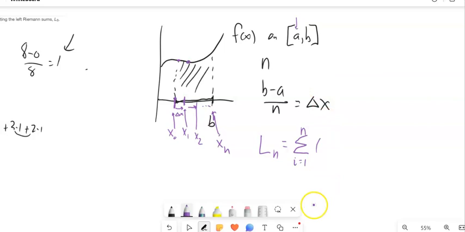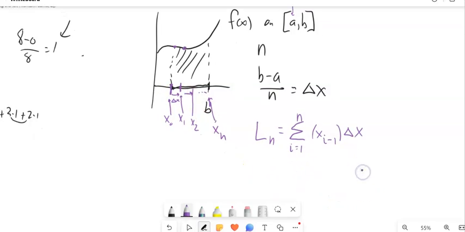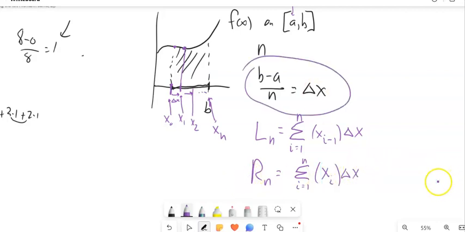So I'm going to say x of i minus 1, because if I said x sub 1, I'd be using that x to find the height instead of the x sub 0. And that's times the width. And now if I'm doing a right-hand side approximation, I'm using the ones on the right. So it would be x sub i times that change in x. And knowing that my change in x comes from that interval over n right there.